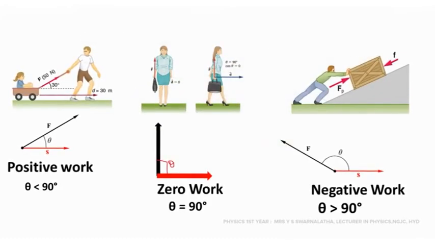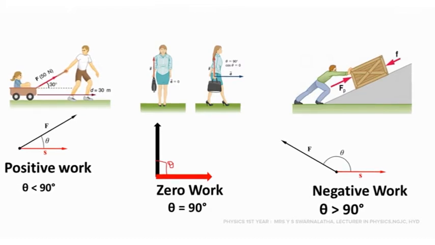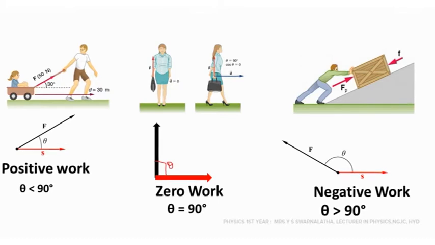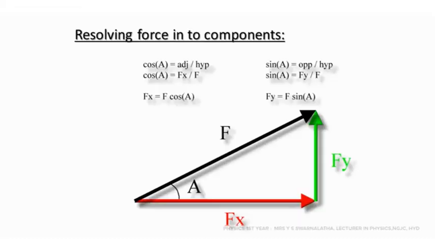We have seen three cases here. First one is positive work. That means when theta is less than 90 degrees, the work done will be positive. Theta అనేది 90 degrees కన్నా తక్కువ ఉంటే అక్కడ జరిగిన పని అనేది ధనాత్మకం. If theta is equal to 90 degrees, the work done is 0 work. And if theta is greater than 90 కన్నా ఎక్కువ ఉంటే the work is negative.